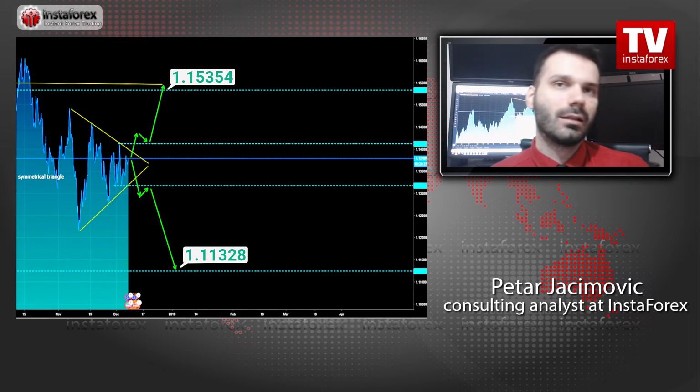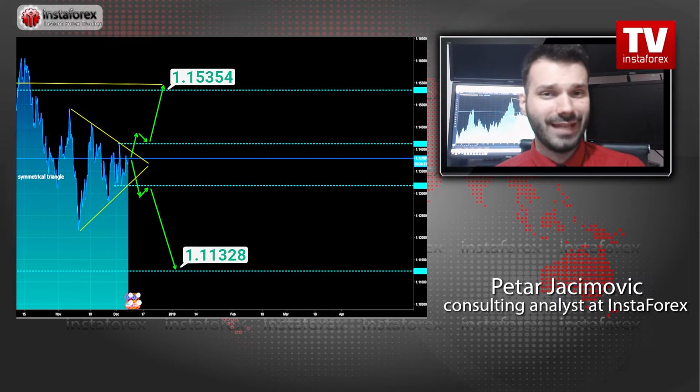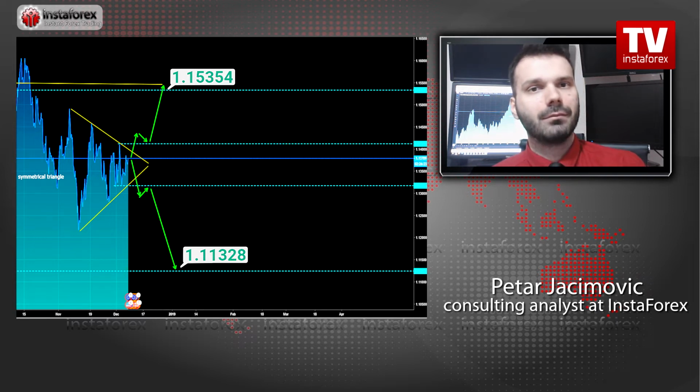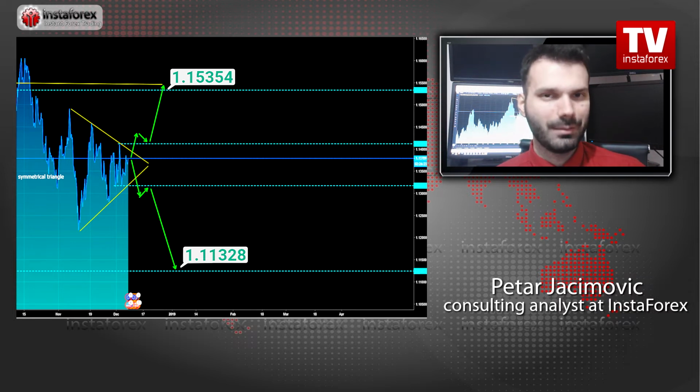The resistance is set at the price of 1.1410. So if you see the price trade above this resistance, then you should watch for buying opportunities, and this symmetrical triangle will confirm further upward prices. Also, there is an inverted head and shoulders formation in the background, which gives even more possibilities.